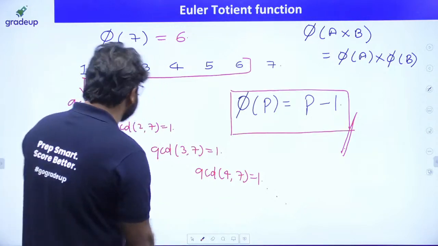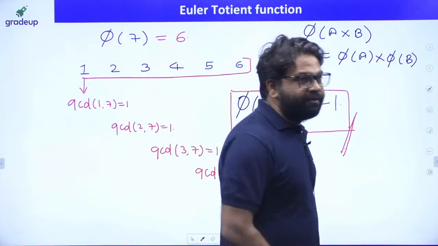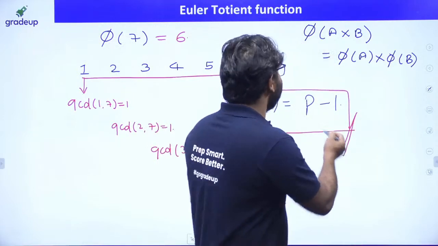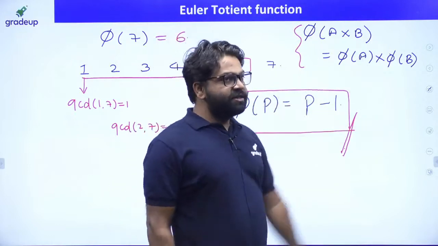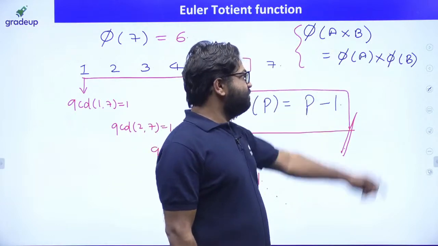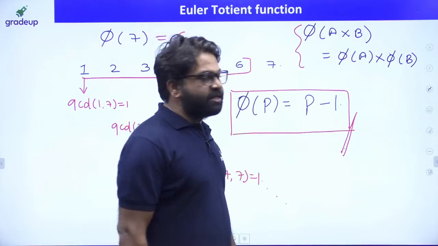Now let's take another example. Why are we doing all these things? So that we can come up with one particular formula. Two observations we have already seen: totient functions are multiplicative in nature, where A and B are relatively prime to each other, and the totient function of P is equal to P minus 1.